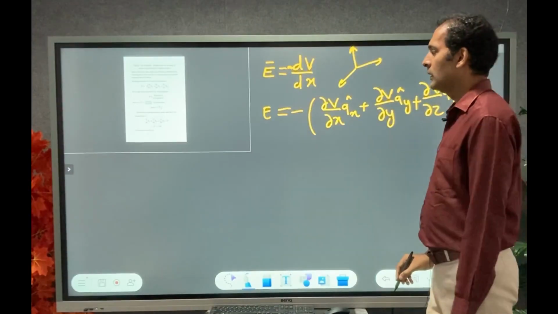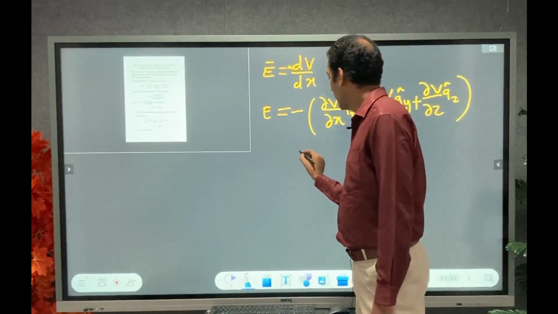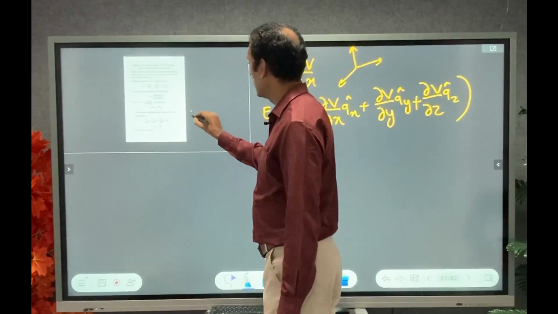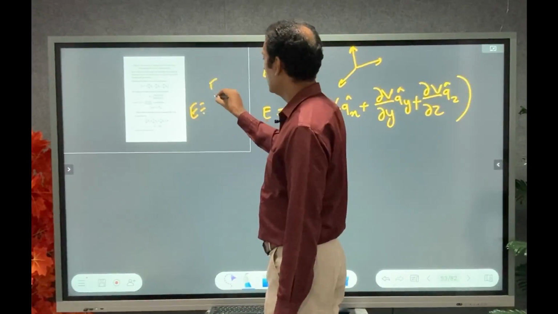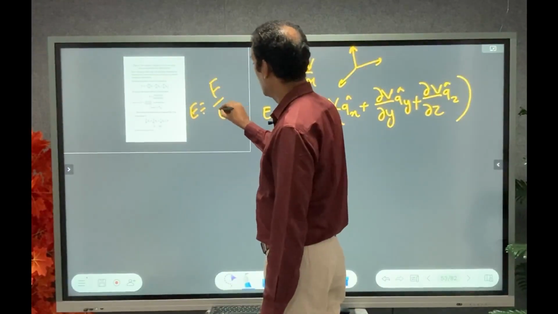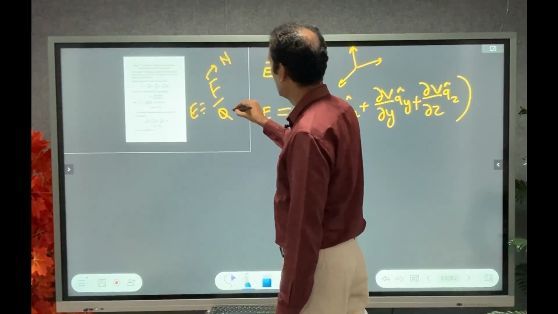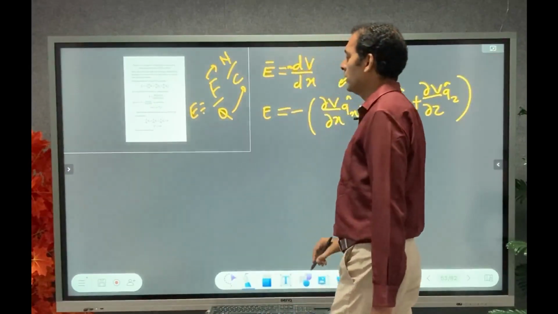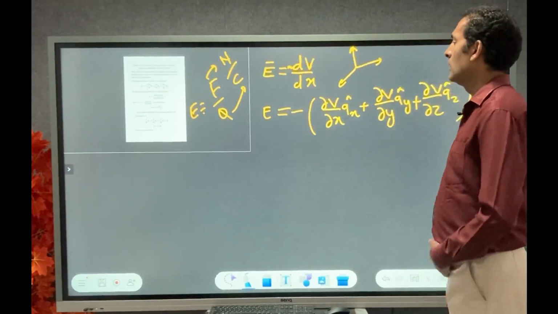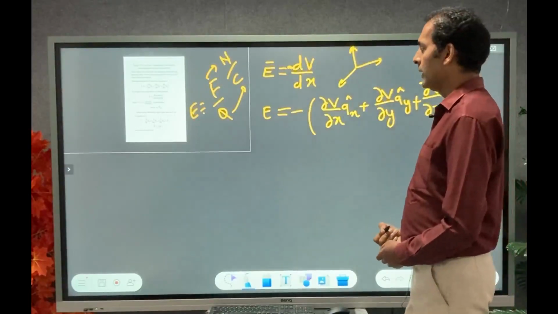Now what is the unit of electric field intensity? The unit of electric field intensity is defined as force per charge. The unit of force is nothing but newtons. The unit of charge is nothing but coulombs. So the unit of electric field intensity is newtons per coulomb. So that is what we get.